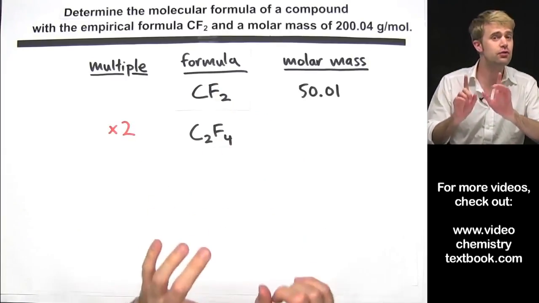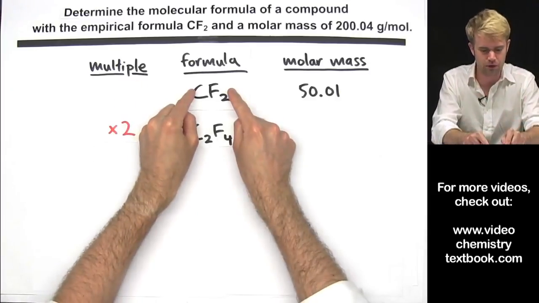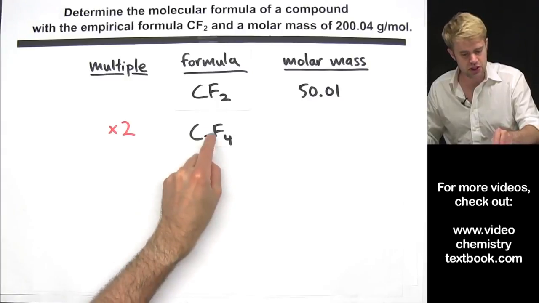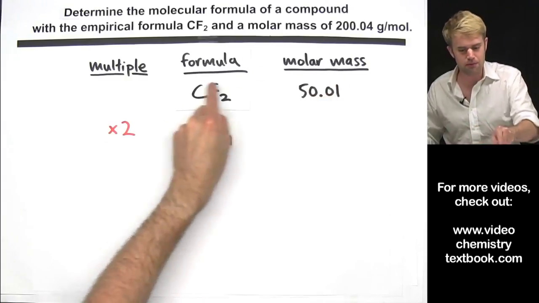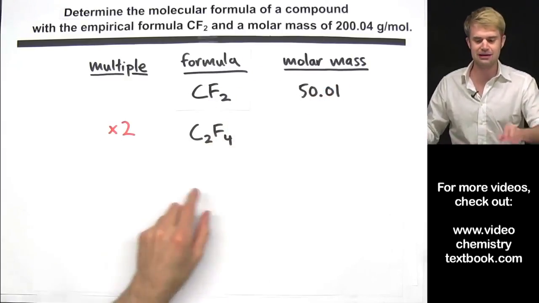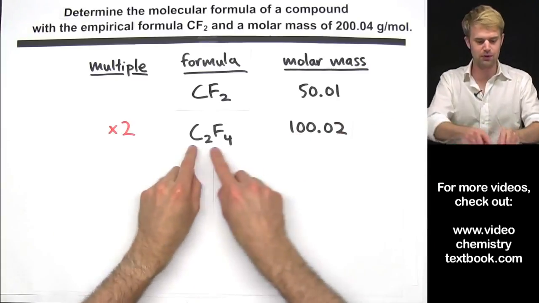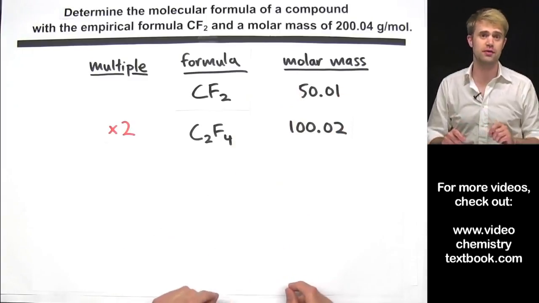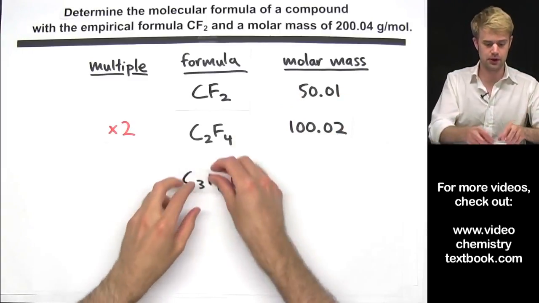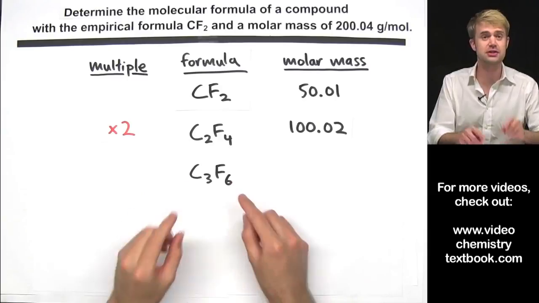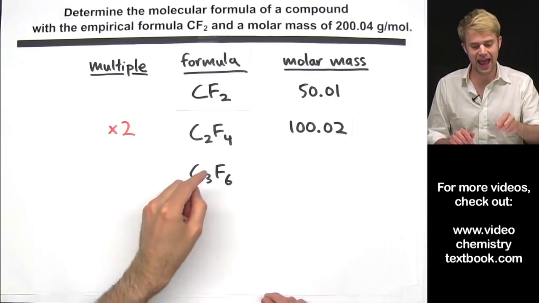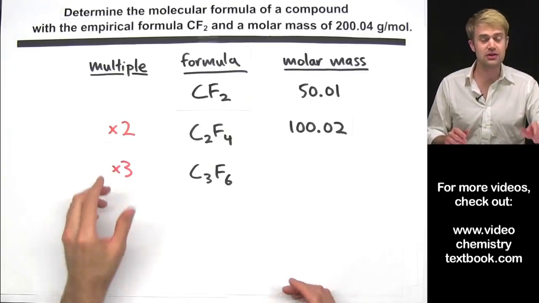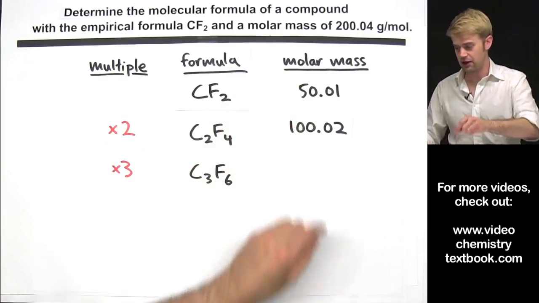Now it's the same for the molar mass. We take the empirical formula and multiply it by 2. To find the molar mass of C2F4, we can just take the molar mass of the empirical formula, multiply it by 2, and get the molar mass of C2F4, 100.02, twice what this is. Here's another formula that has CF2 as its empirical formula. C3F6 we get by multiplying the empirical formula by 3. And the same thing for the molar mass.